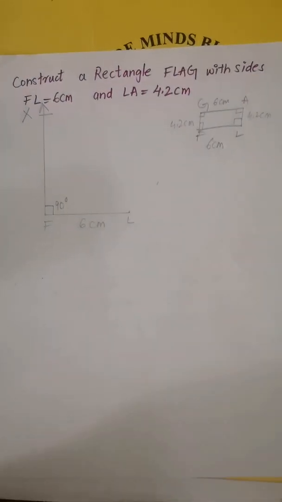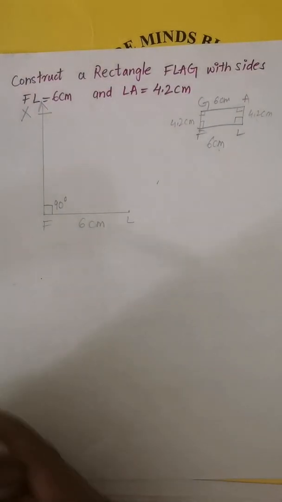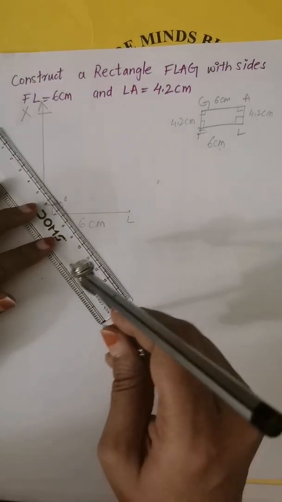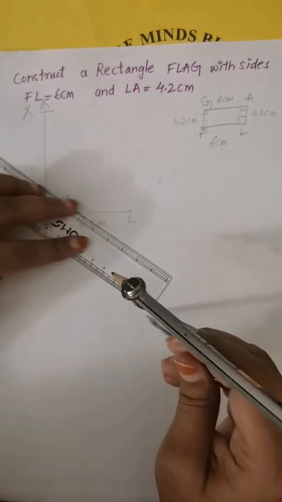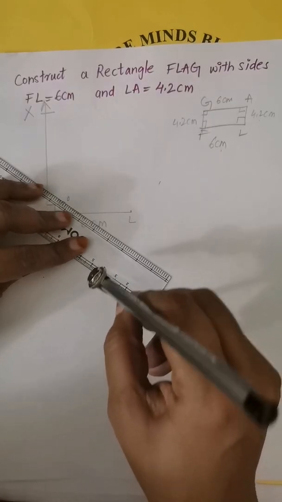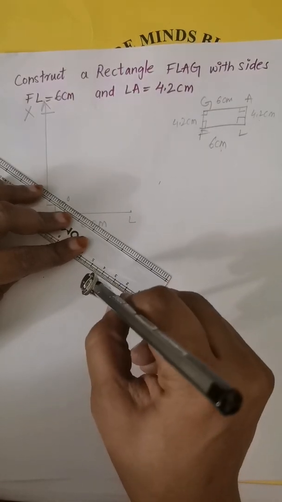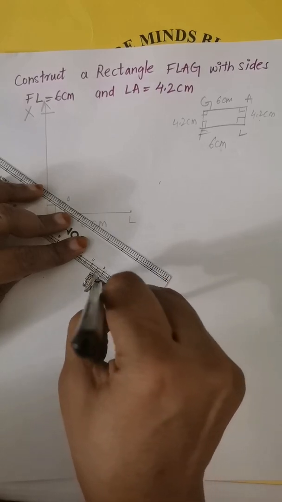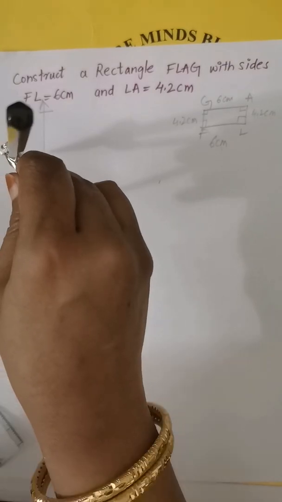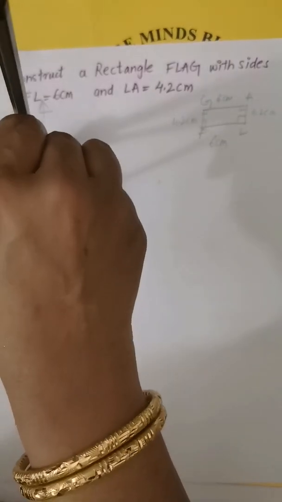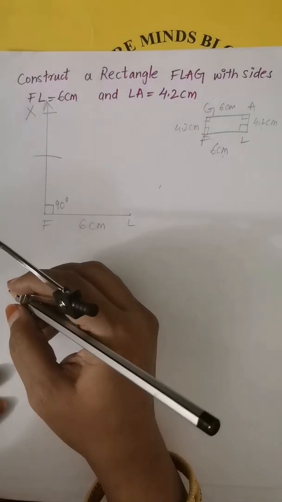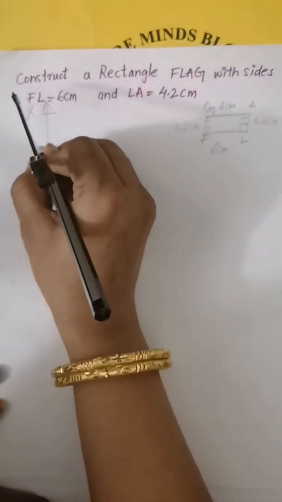Now what is the breadth of the rectangle? It is 4.2 centimeter, right? So on the scale we will insert the pin point on 0 and we'll open the arm up till 4.2. Insert it, mark it. So this will be F and this will be G.